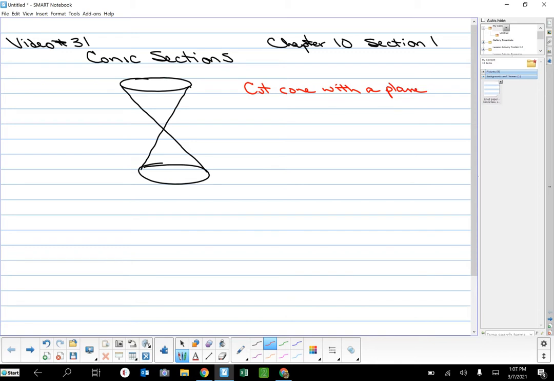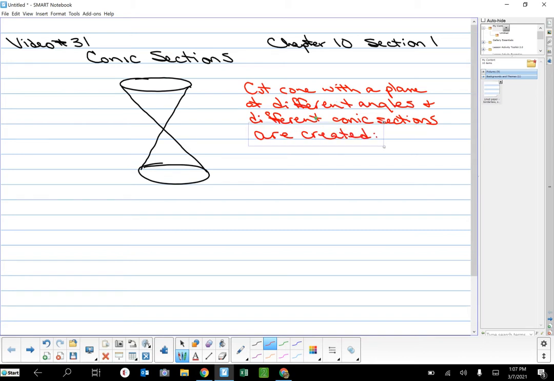A plane being a two-dimensional, like a piece of paper. You could almost think really that it's three-dimensional, but it's so small in terms of width that it looks two-dimensional. You cut the cone with a plane at different angles, and different conic sections are created. And here are the ones that you can get.